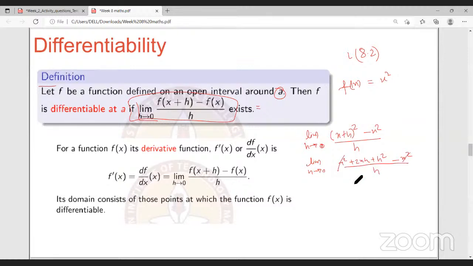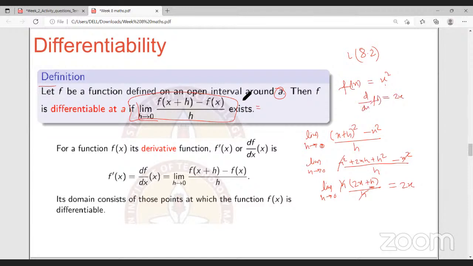Yes, sir, the x square is cancelled. You can take h common, that is 2x plus h upon h, limit h tends to 0. I can cancel h, and I can put h equals to 0. So I will get 2x. So the derivative of x square is 2x, right?